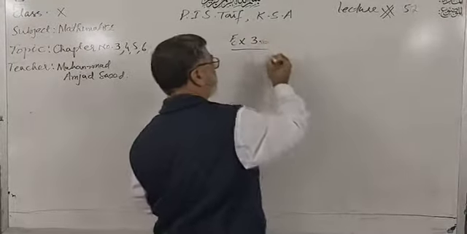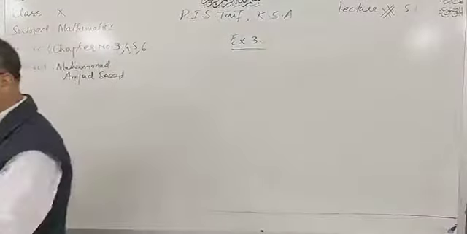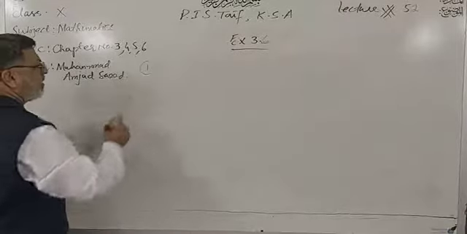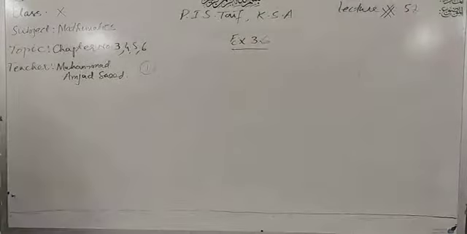In exercise 3.6, we have the K method. Exercise 3.6, question number 1. There are two parts, 4 and 6. I think you can do part number 4 by applying the values. I am taking part number 6.